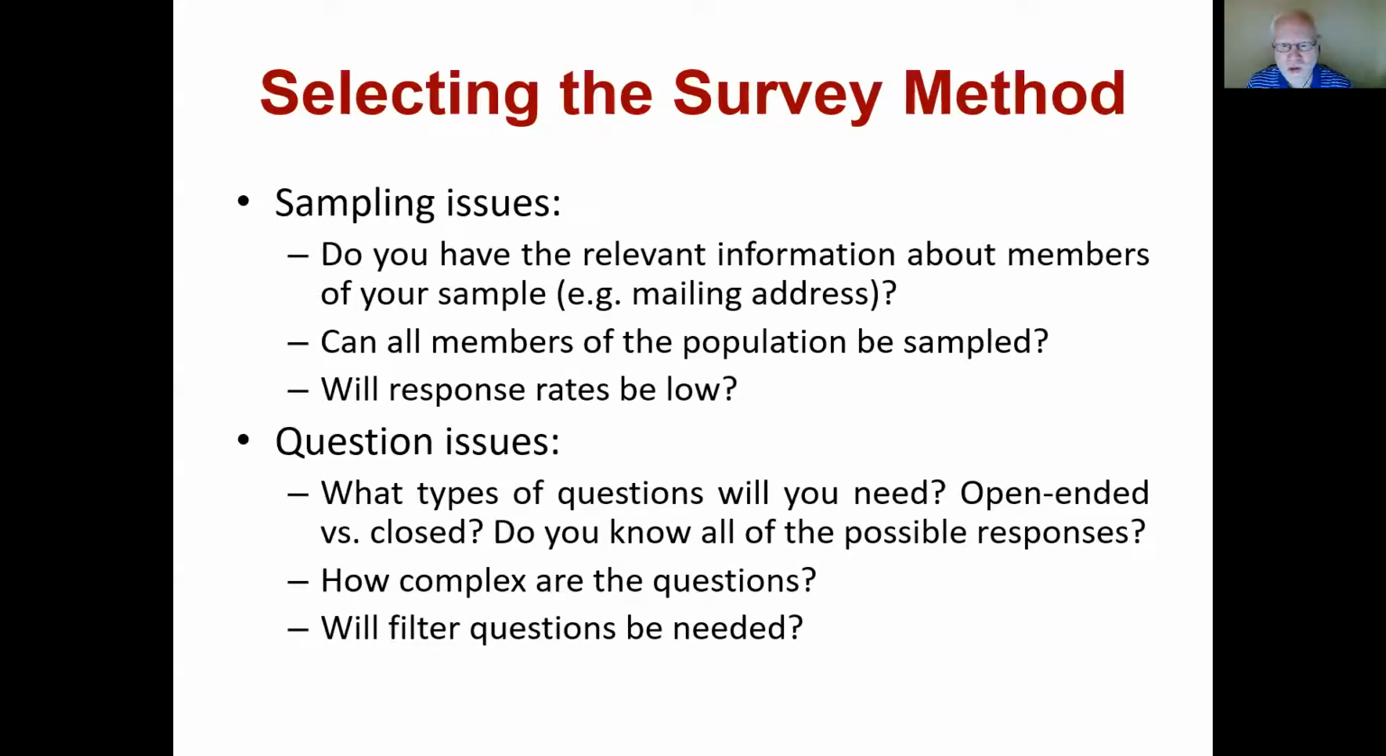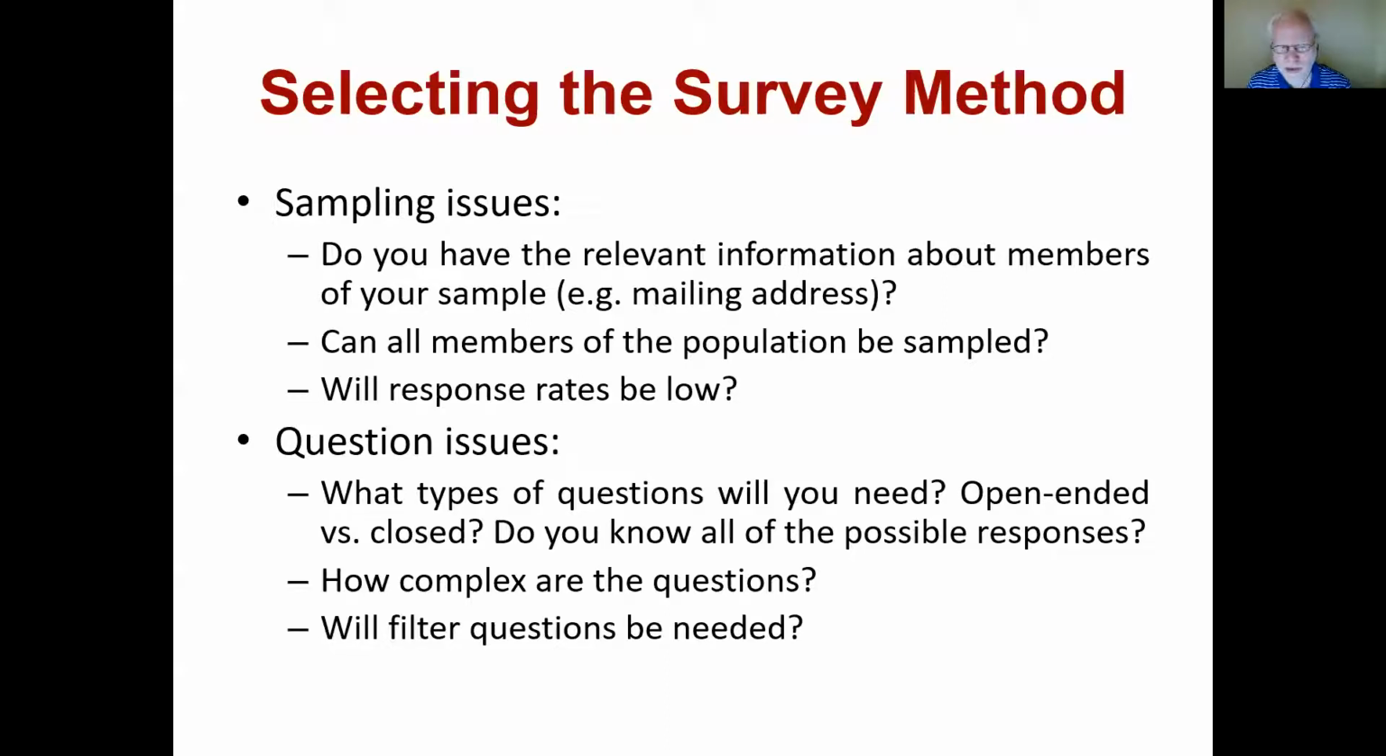Sampling issues. Do you have the relevant information about members of your sample? Before we talked about, do you know who's in your population? Even if you know who's in your population, do you have the information needed to be able to sample them? So do you have the mailing addresses or the email addresses or stuff like that? Or do you have to go around? Can all members of the population be sampled?